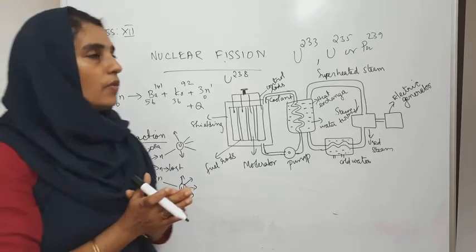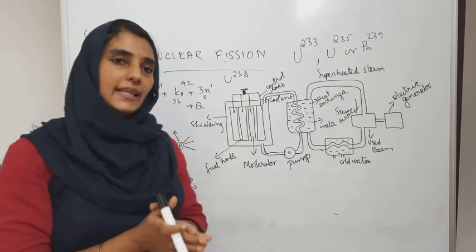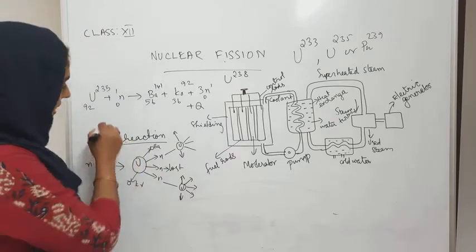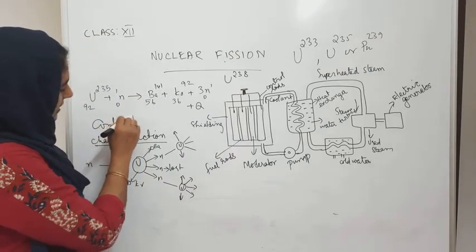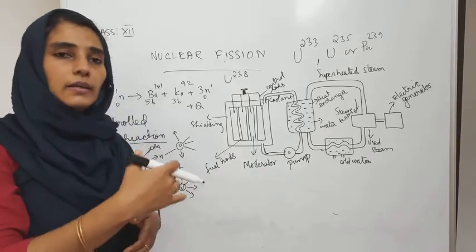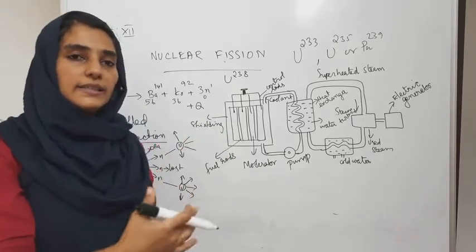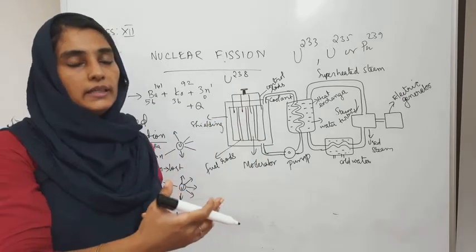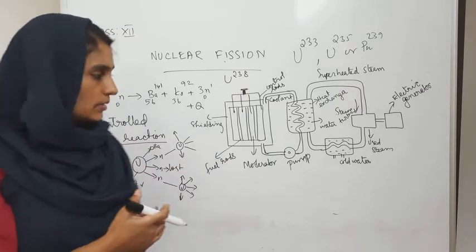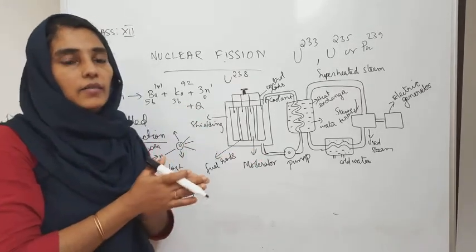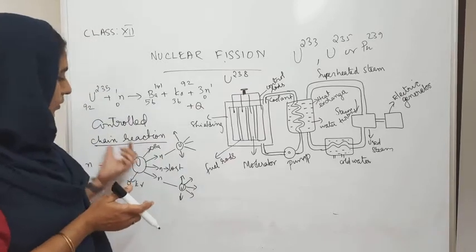Now, what happens basically inside a nuclear reactor is a controlled chain reaction. As a chain reaction can happen indefinitely or continuously, it will go on increasing exponentially. So a nuclear reactor basically works on the principle of a controlled chain reaction.